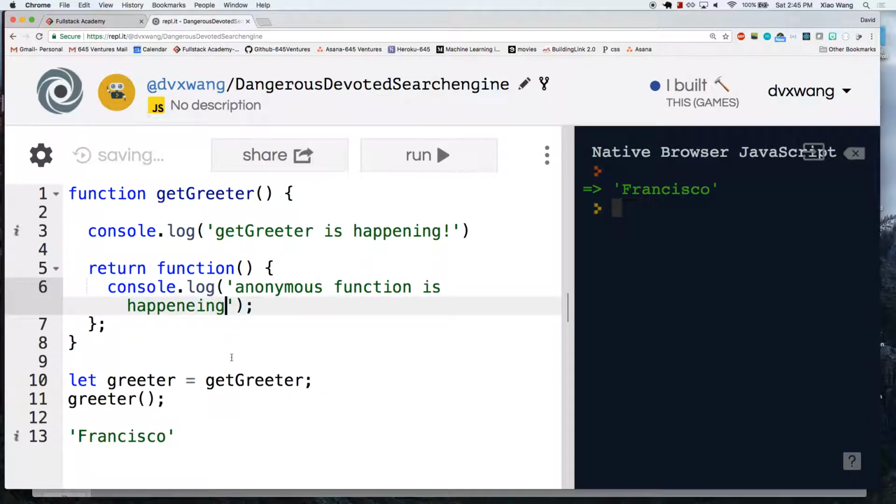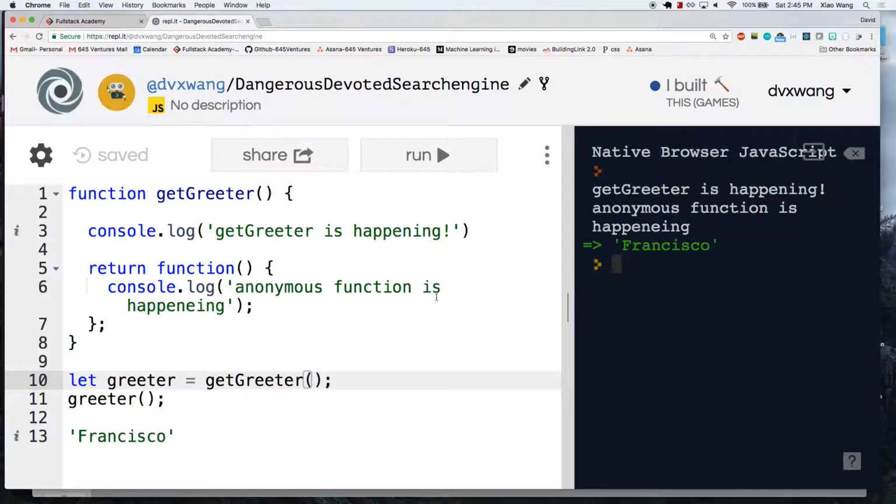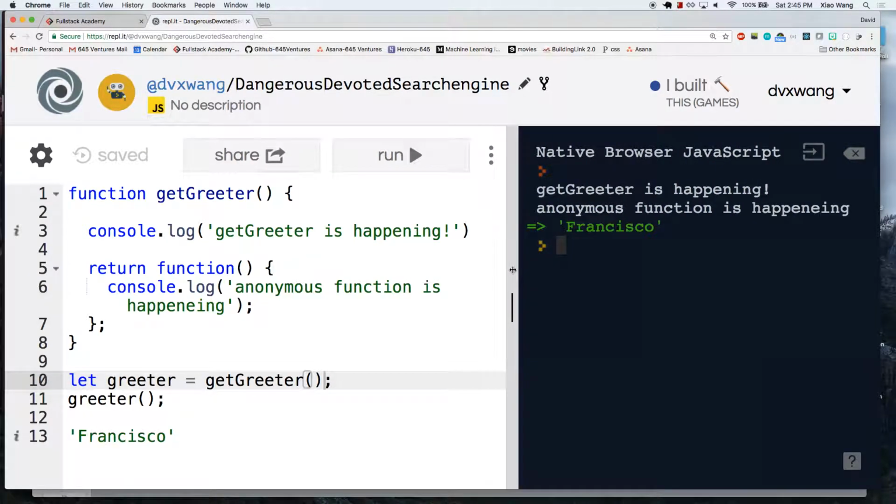If we do the original code, the original way that I have set up the problem, we see this. Get greeter is happening, and also the anonymous function is happening too. Right. So they're both happening. Cool. Now I take away this outer parentheses. Only get greeter is happening.